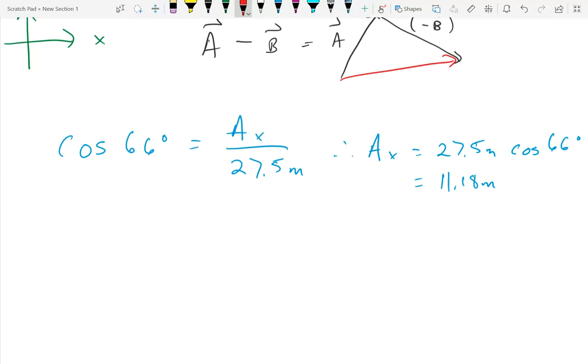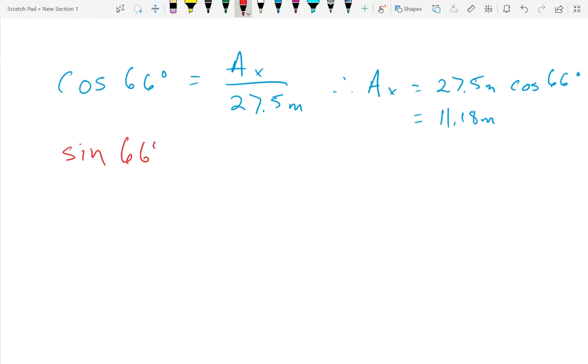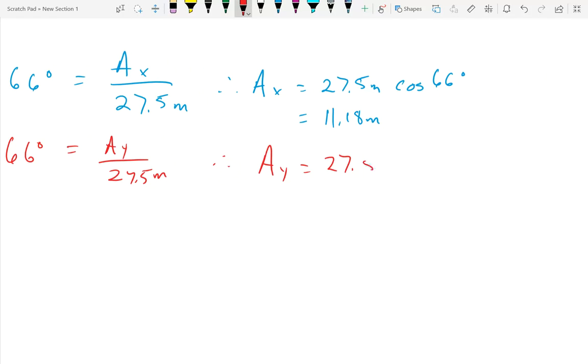Likewise, if we want to find the y component, the y side was the opposite side. So sine of 66 degrees is the opposite A sub y over hypotenuse. So A sub y is equal to 27.5 meters sine of 66 degrees. What's that? 25 point what? 12. So there I've broken my A vector into its components, its horizontal and vertical components, or its X and Y components.